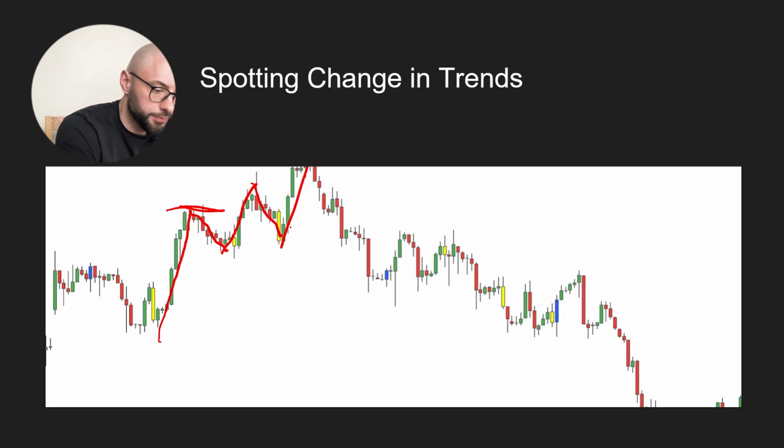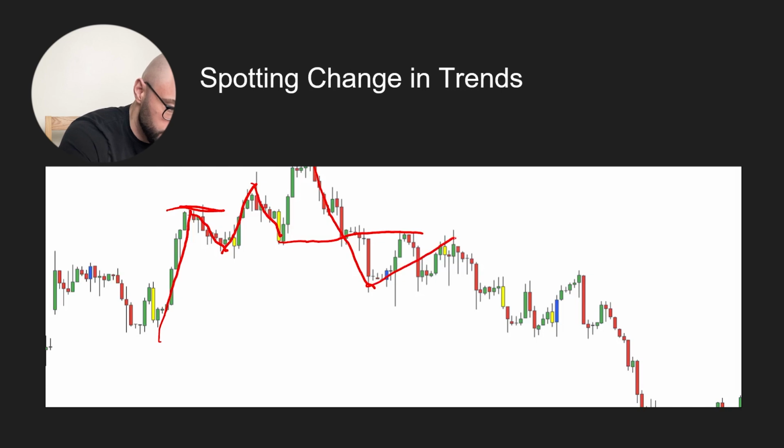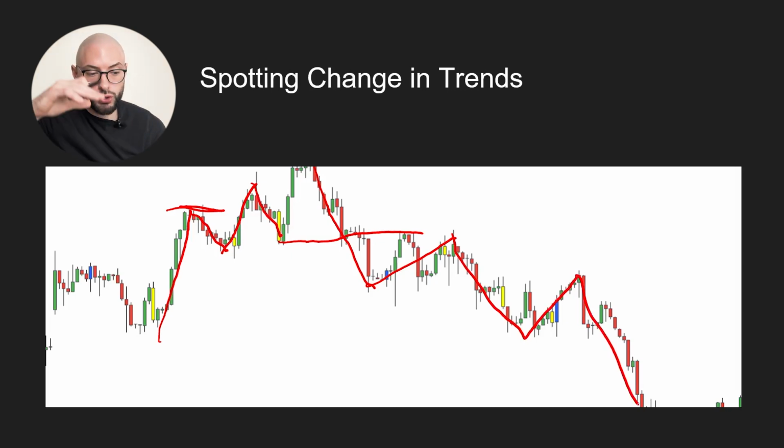But what happens now? Price now breaks the low here. So now it's made a lower low, and then a lower high, a lower low, a lower high, a lower low. And that's how you can use structure.